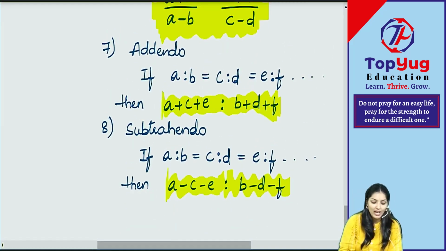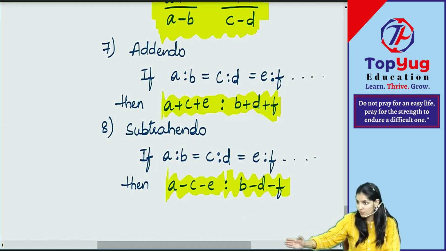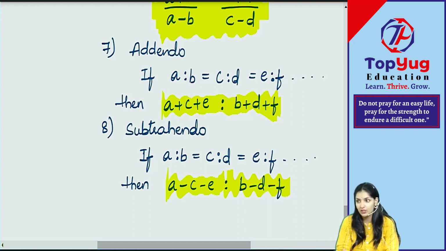Now addendo. In addendo you will have continuous ratios. You will have continuous proportions. So what you will do, you will add the first terms is to addition of the last terms. So A is to B is equal to C is to D is equal to E is to F. Means A plus C plus E is to B plus D plus F.